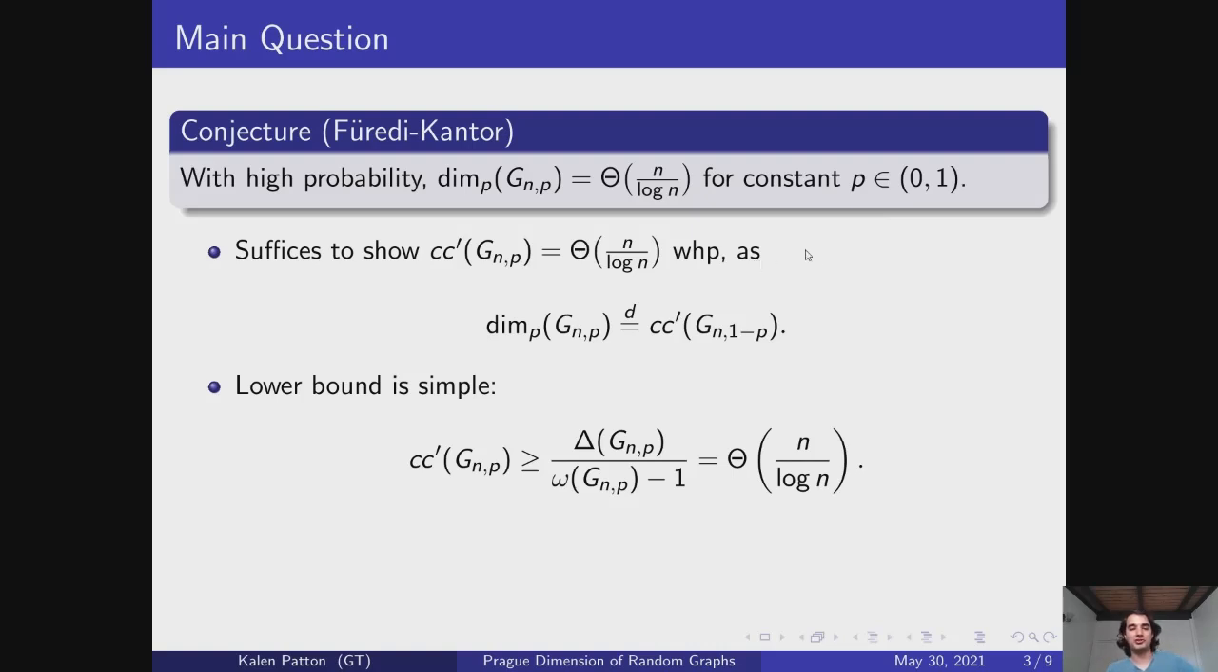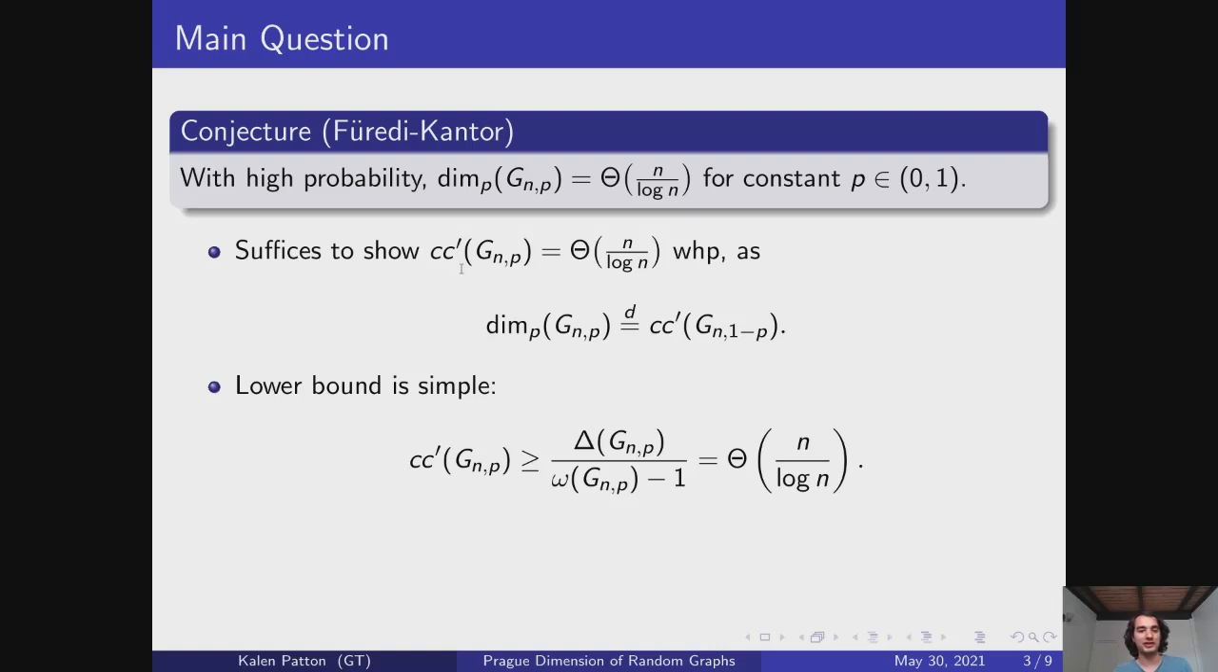In order to examine this conjecture, the first thing we might note is that it suffices to instead just look at the clique color number. Because if we can show that the clique color number of G(n,p) is on the order of n over log n with high probability, then it also implies that the Prague dimension is on the same order, since the Prague dimension of G(n,p) is simply the clique color number of the conjugate graph, but the conjugate graph of G(n,p) is distributed like G(n,1-p). So if we can show this is true for p in the range 0 to 1, then it also shows that for the same range of p, the result holds for the Prague dimension.